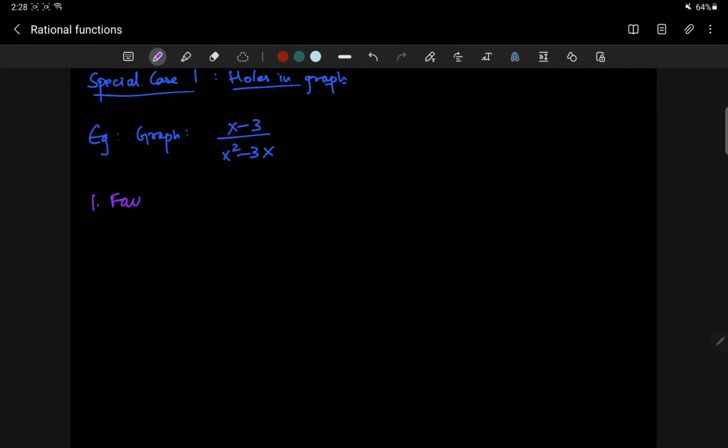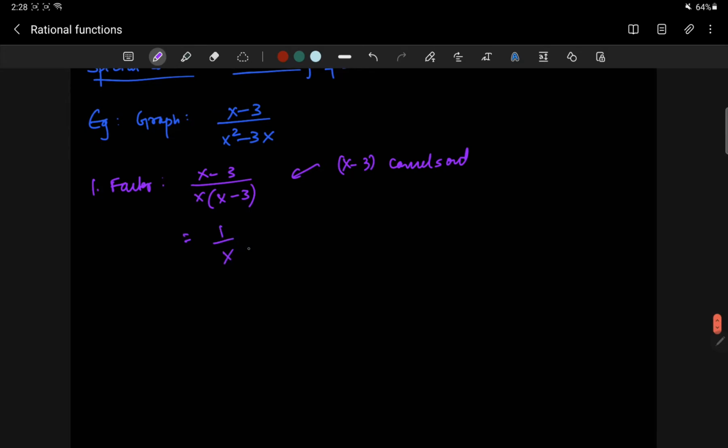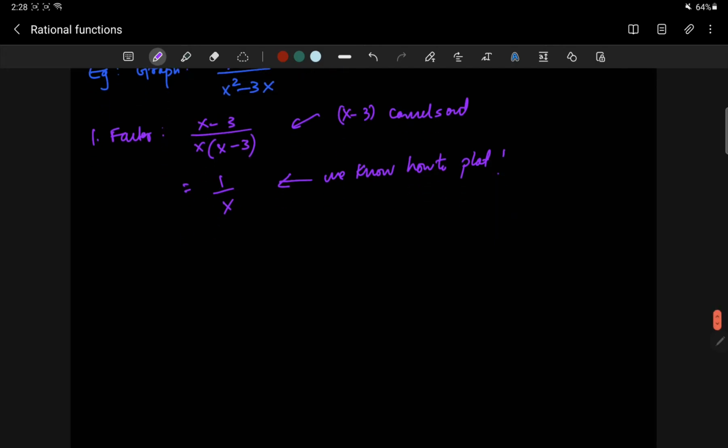So we factor. In factoring, notice that the top is already factored, right? So the bottom is now x times x minus 3. Now here, immediately, what you notice is that x minus 3 can be cancelled, right? So here we kind of stop the procedure and we say that x minus 3 cancels out. When it cancels out, this actually becomes 1 over x. So we know how to plot this already. We know that the graph for 1 over x is simply this.